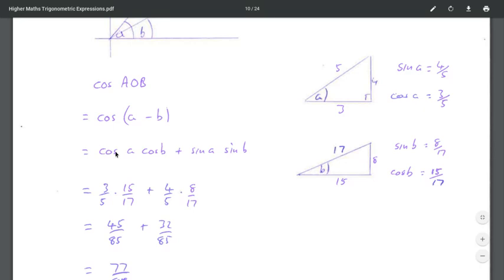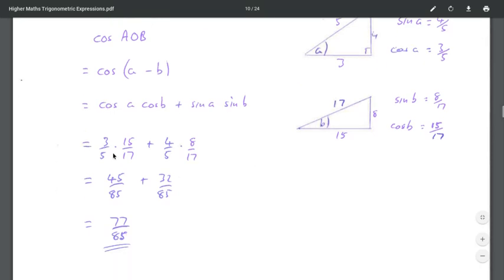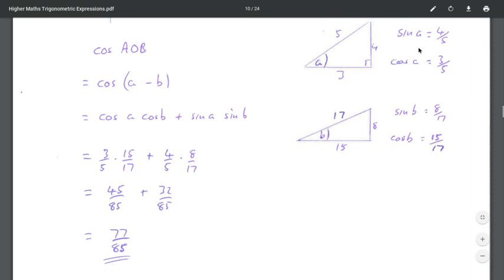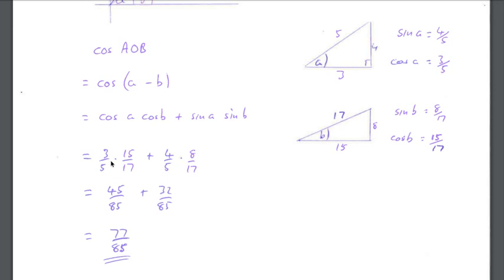So substitute into cos A cos B plus sin A sin B. And there we go, just taking the values from over here, substituting in carefully. And then numerator multiplied by numerator, denominator multiplied by denominator, or top times top, bottom times bottom. And add the two fractions together, and we get an answer of 77/85.